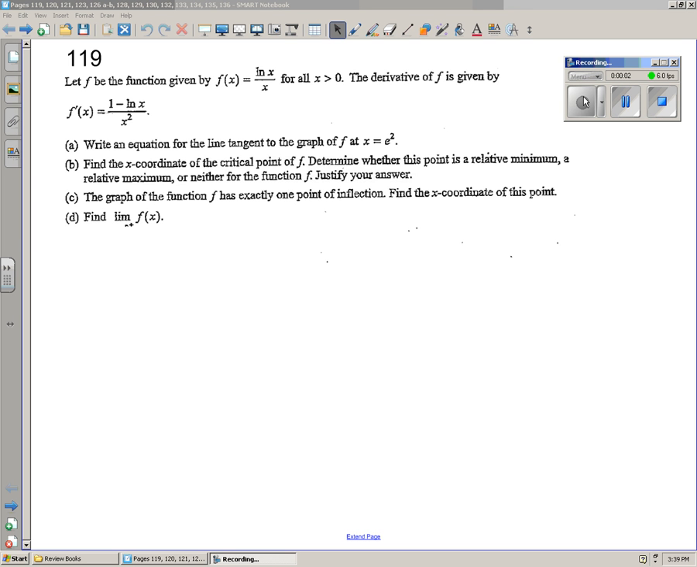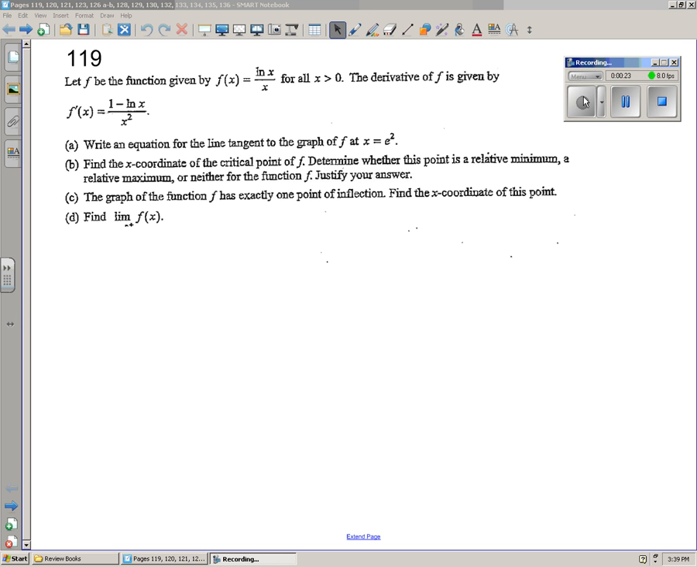All right, this movie starts with page 119. So they let f be the function given by f of x is ln of x over x for all x greater than 0. As you can see there, the domain of ln of x is x greater than 0, so that makes sense. And then they were nice enough and they gave you the derivative. You could have done that using the quotient rule, but.